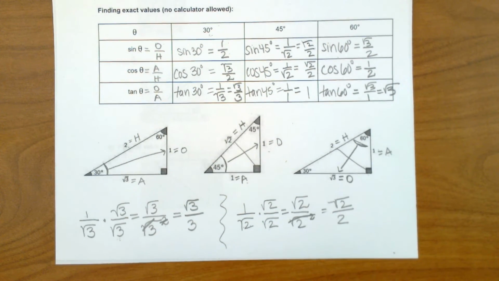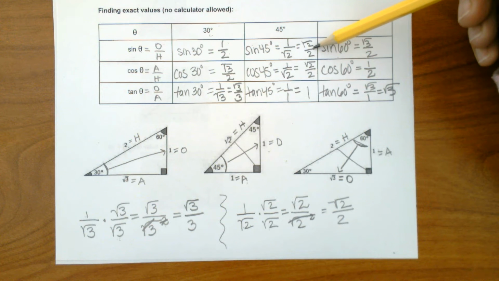Now, why did we do all these? We did all these because you might need to find exact answers. And exact answers are given in fraction form. So square root of 2 over 2 is an exact answer.